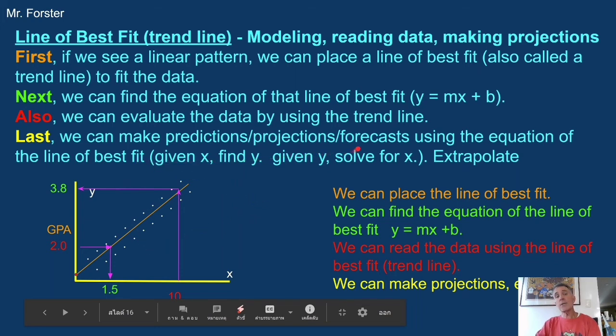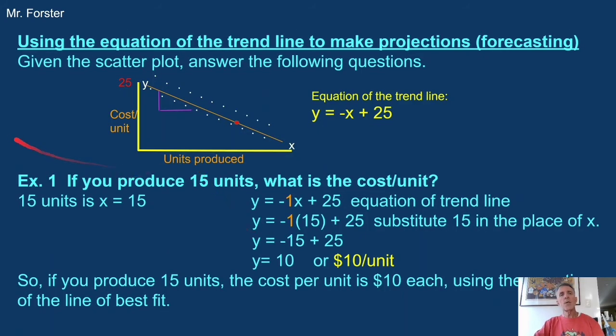So, and last, after we look at the data and see what we can do with it, we can read the data. We can also make projections with the data for something that's way off here. I know that the point's going to be up here someplace. Of course, that's for somebody that has above a 4.0 GPA in this example. But let's look here. Using the equation of the trend line to make projections, that's called forecasting. And that's a good career. People do that for a living.